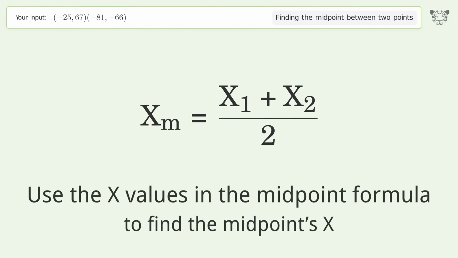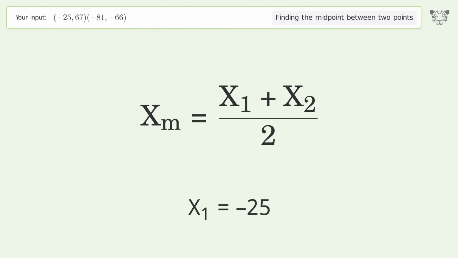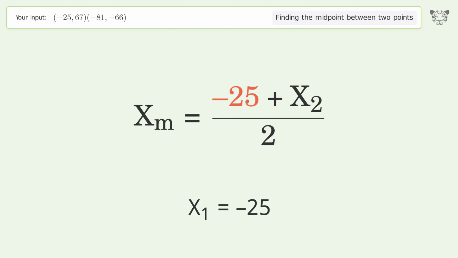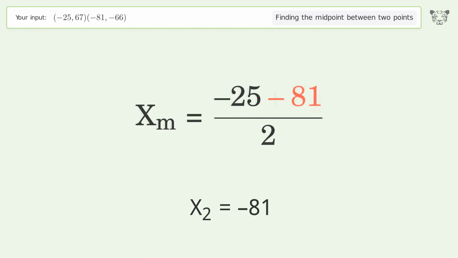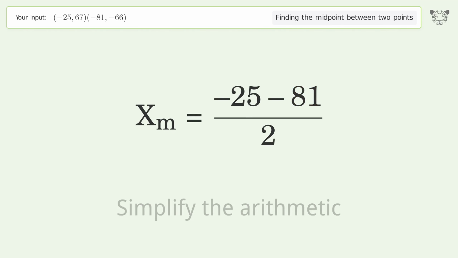Use the x values in the midpoint formula to find the midpoint's x. x1 equals -25. x2 equals -81. Simplify the arithmetic.